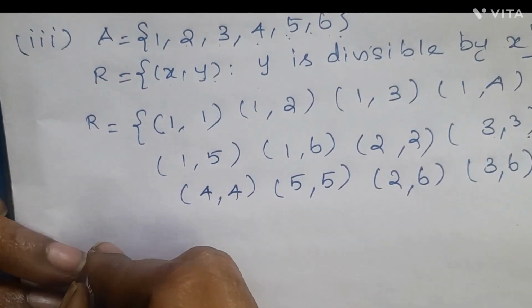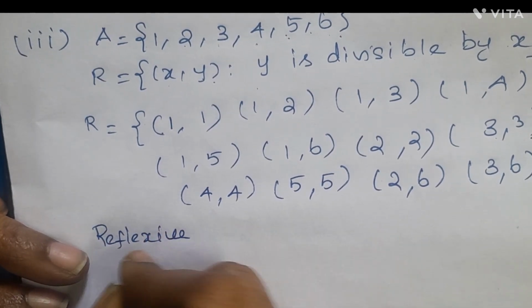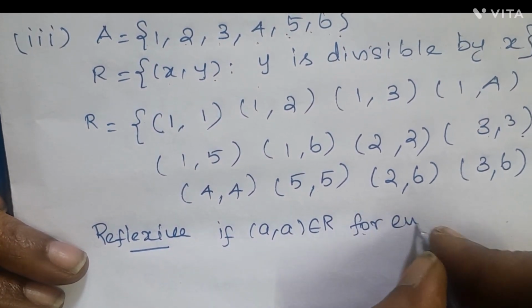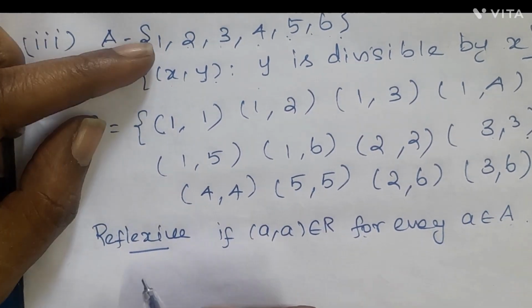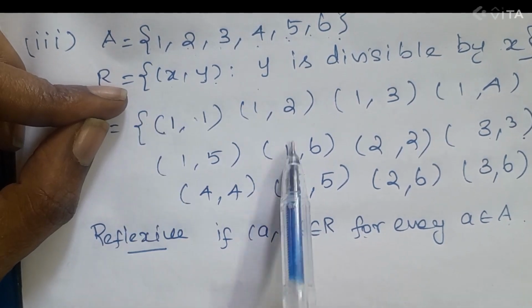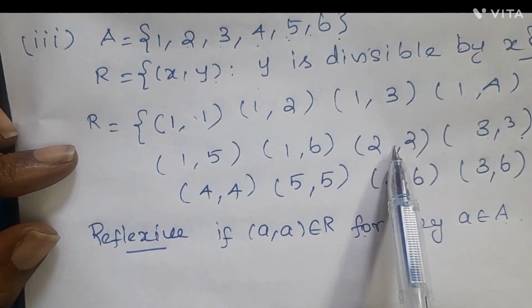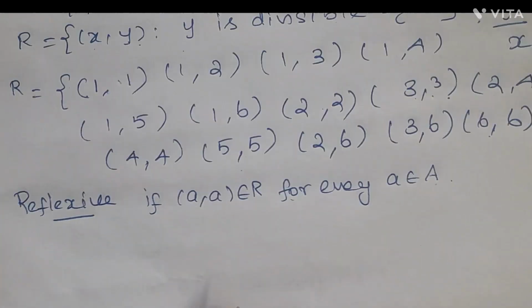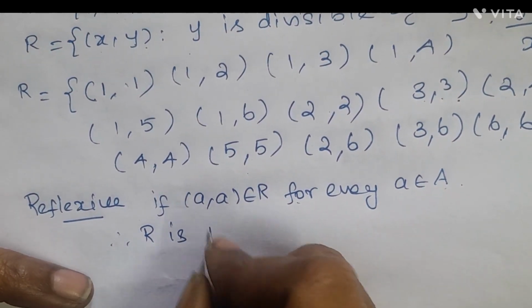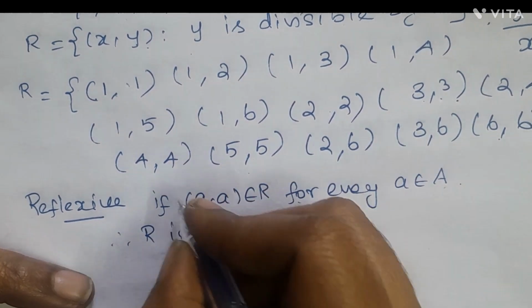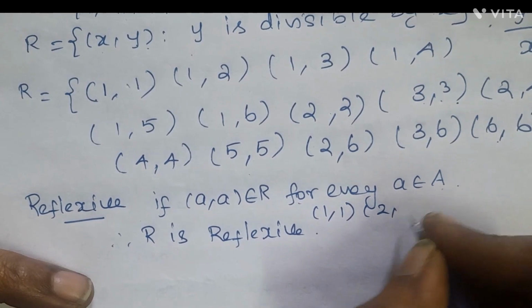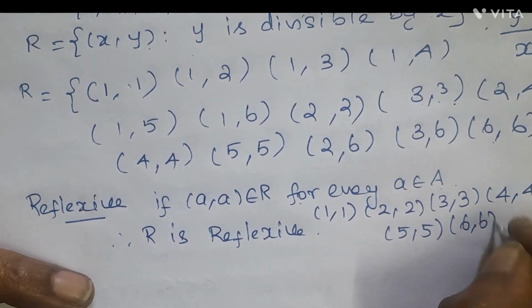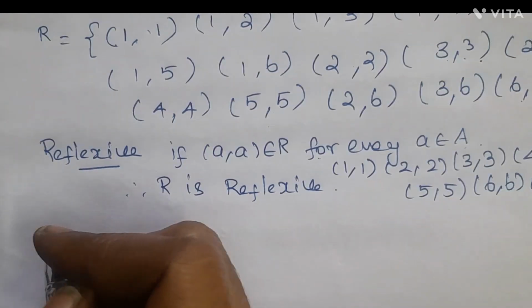This is our relation. Then we have to check reflexive. The condition is that the ordered pair (a, a) belongs to capital R for every a belongs to capital A. That is, (1, 1) is present in our relation R. (2, 2) is present, (3, 3) is present, (4, 4) is present, (5, 5) is present, (6, 6) is present in our relation. Therefore, R is reflexive.